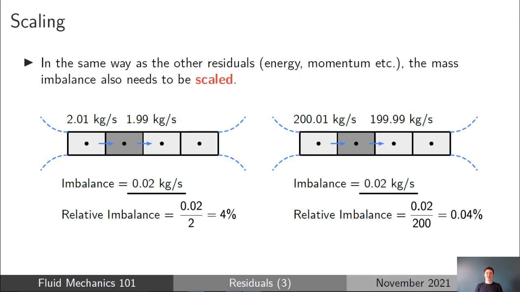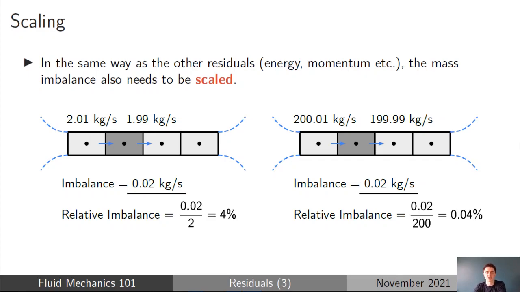Now, you'll remember when we looked at the energy equation in part 2 of this lecture series, we introduced the idea of scaling and why scaling was so important. The reason for scaling, of course, is that if we have an energy imbalance of 10 watts in a particular cell, for example, that doesn't actually tell us how close we are to convergence, because the important thing is what that energy imbalance is relative to the energy flux passing through the cell. We have the same idea for the mass imbalance, where if we had a mass imbalance of 0.02 kilograms per second, for example, that doesn't tell us how close we are to convergence. We need to express that mass imbalance relative to the mass flux through the cells.